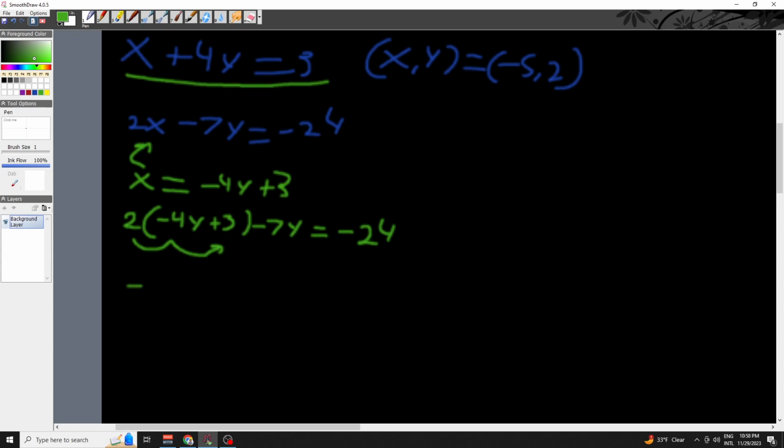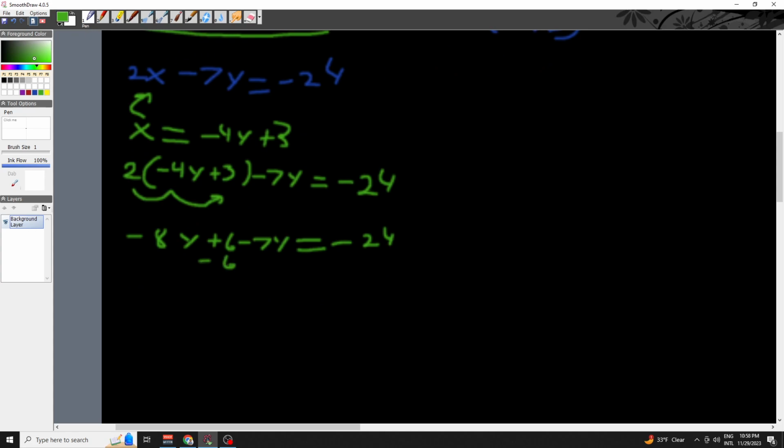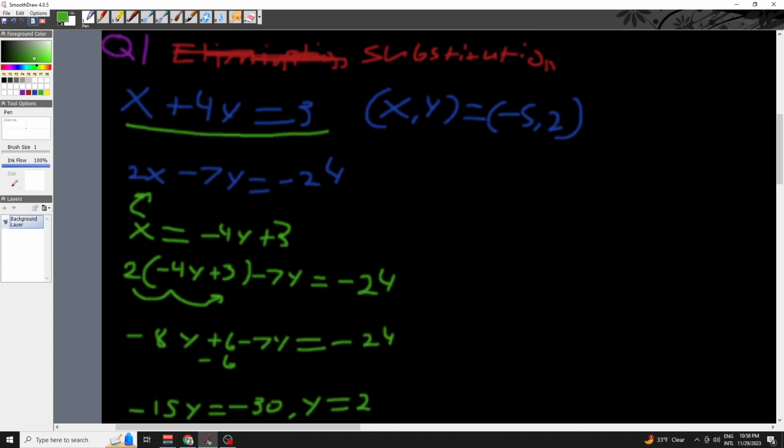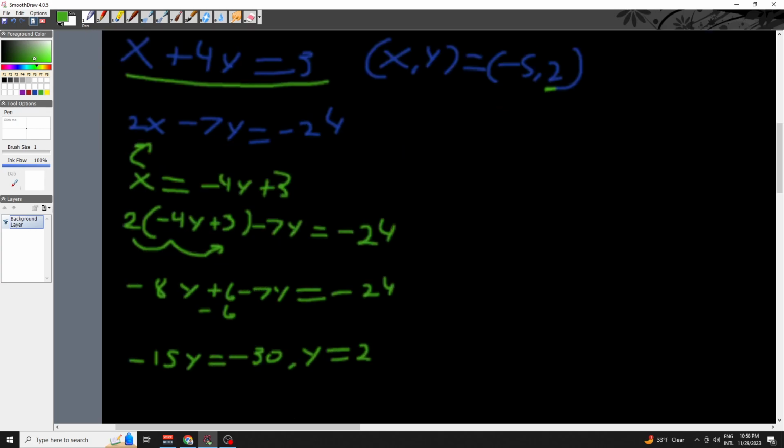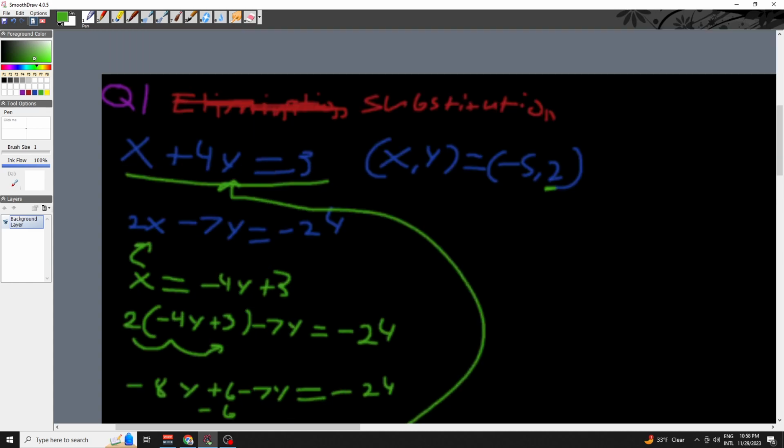That will get you negative 8y plus 6 minus 7y equals negative 24. If you combine things properly and subtract the 6, you'll get negative 15y is equal to negative 30. Y is going to be equal to 2. And that's how you solve the first one. Checks out right here. Then you can go back and substitute the y in for x up here. And that'll be, let's see here, 8 is equal to 3 plus x. Just subtract the 3, you'll get negative 5 is equal to x.